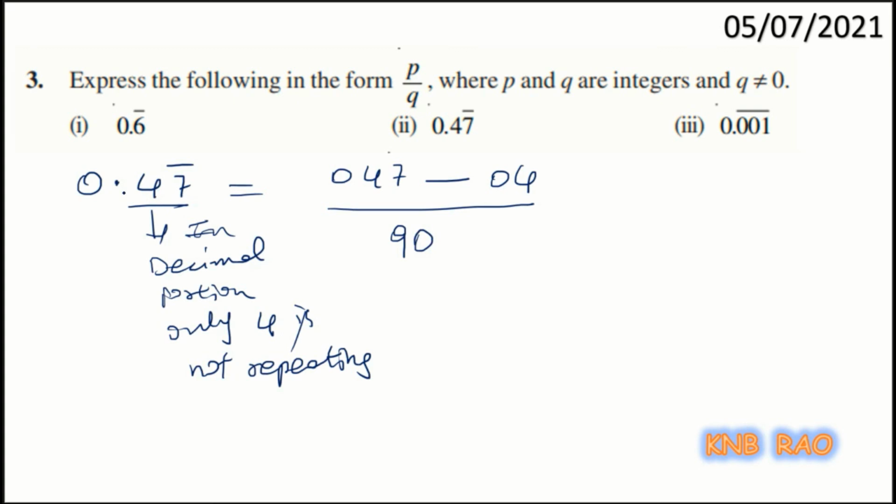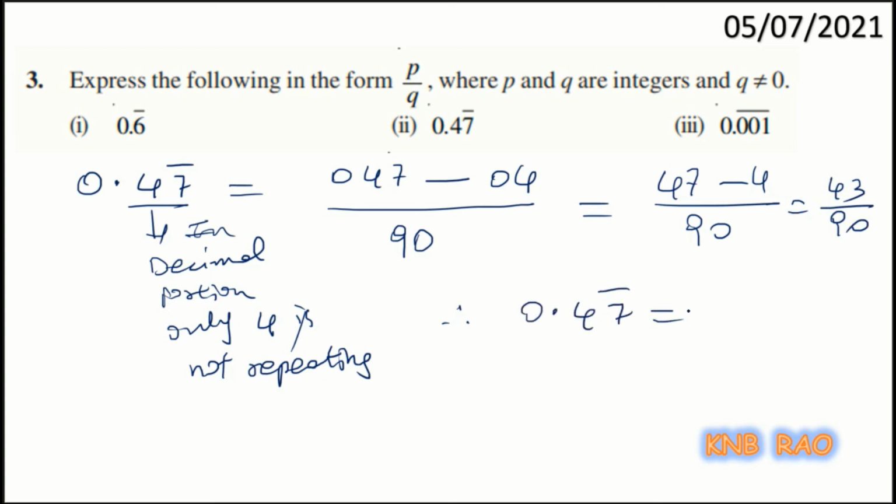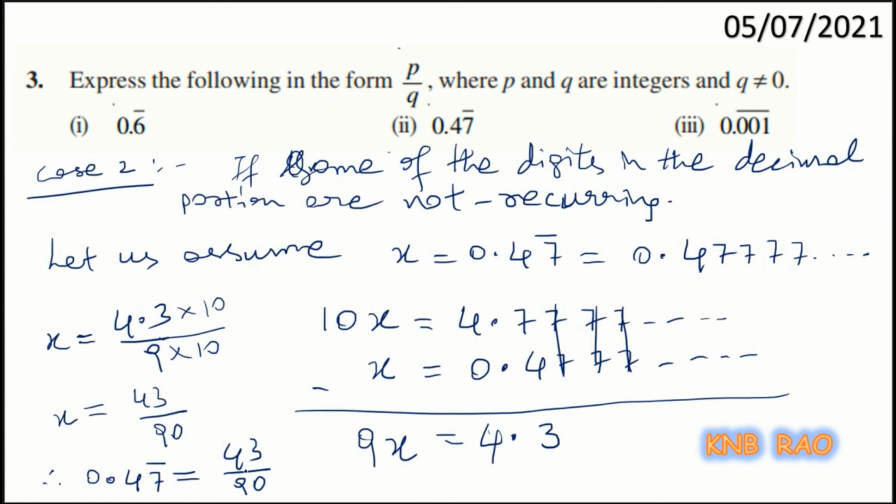That means how many digits are not repeating in the decimal portion, that many zeros are to be kept. Okay, that means 0.47 bar, here 4 is not repeating, so one digit is not repeating, so one 0 I have kept. So 47 minus 04, 47 minus 4 is 43 by 90, therefore 0.47 bar is 43 by 90. This is the p by q form. You got the same one here, 43 by 90. So, this is the shortcut.